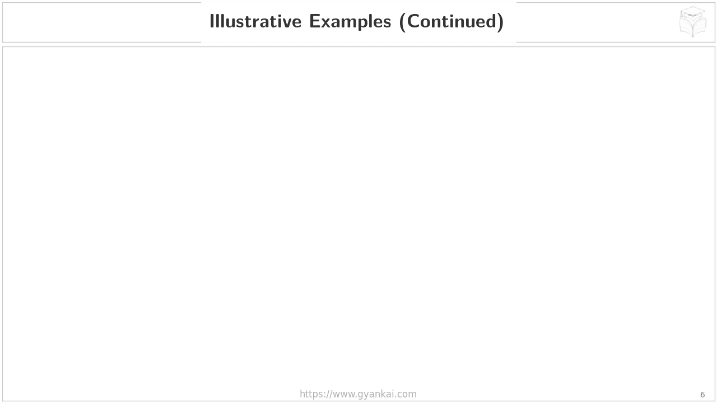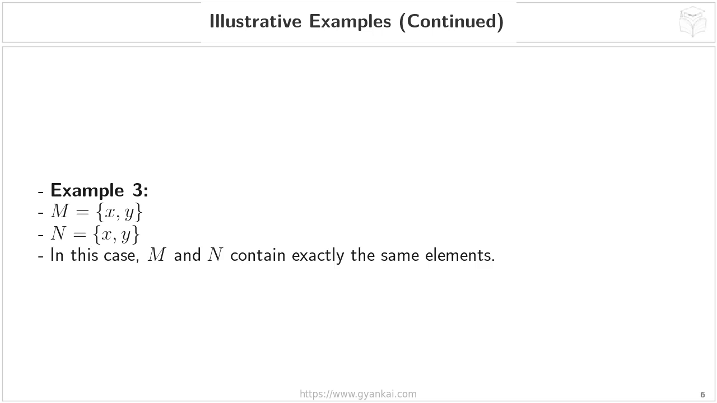Illustrative examples continued. Let's move on to example 3. Here we have two sets. M and N. M is defined as the set containing X and Y. So, M equals the set with elements X and Y. N is also defined as the set containing X and Y. So, N equals the set with elements X and Y. Now take a close look. In this particular case, both M and N contain exactly the same elements.